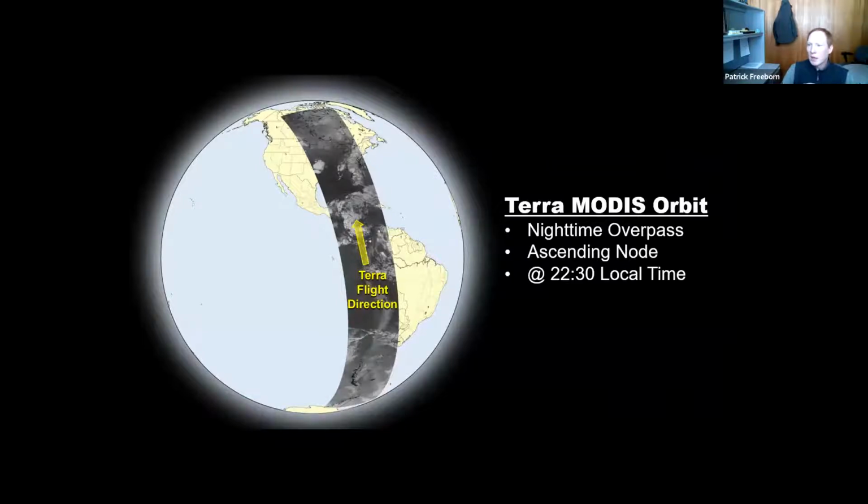And so when MODIS flies over the equator at 10:30 p.m. local time, it's traveling from south to north. And whereas during the day, MODIS can collect visible imagery because there's reflected sunlight, this is an example of a long-wave thermal infrared image.